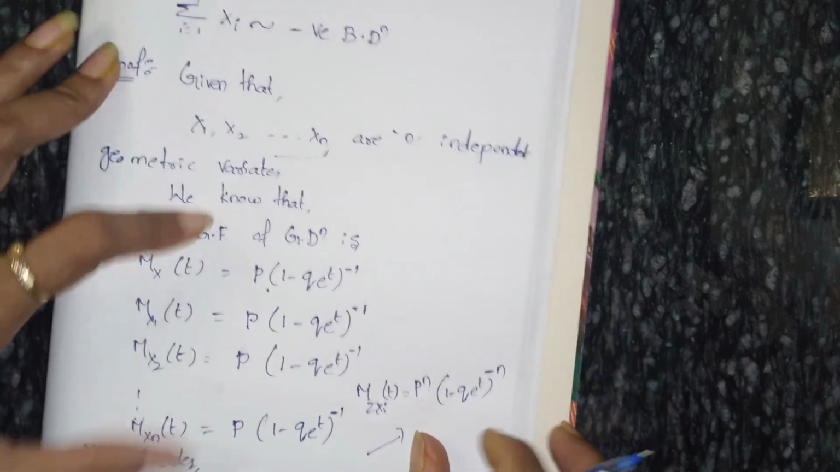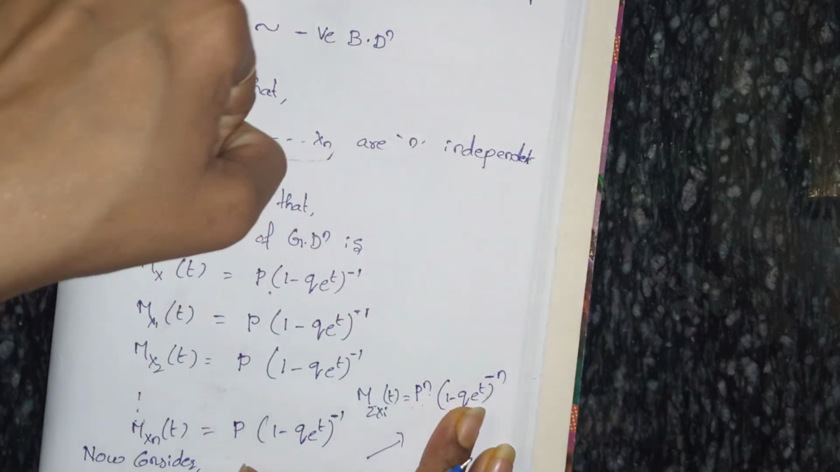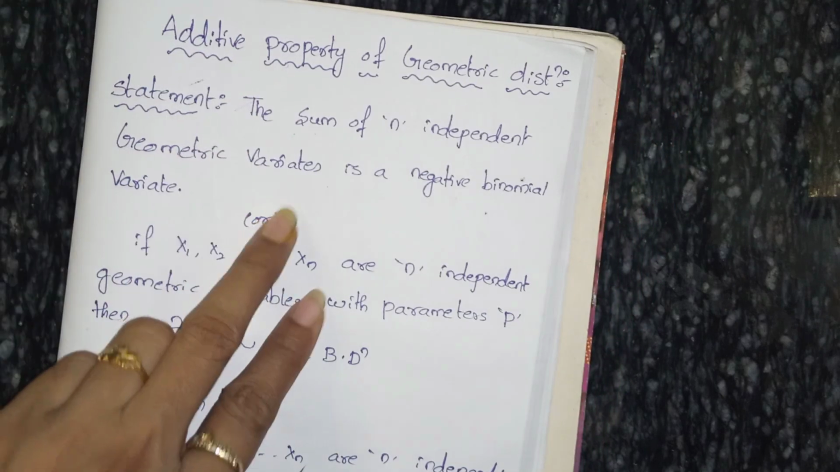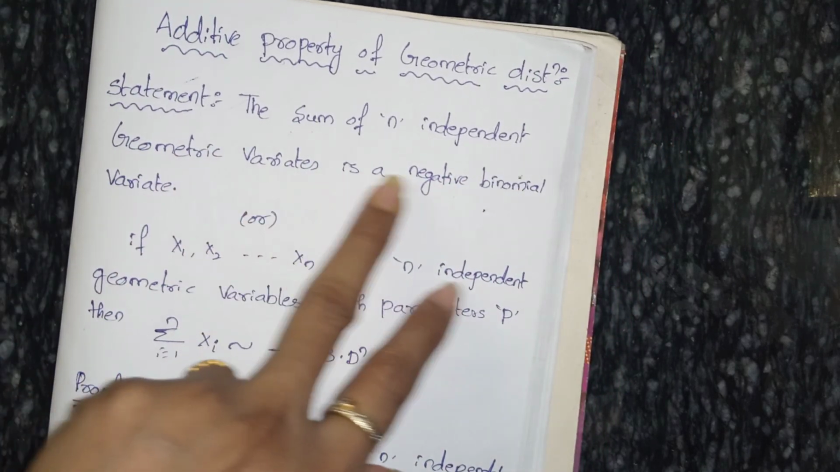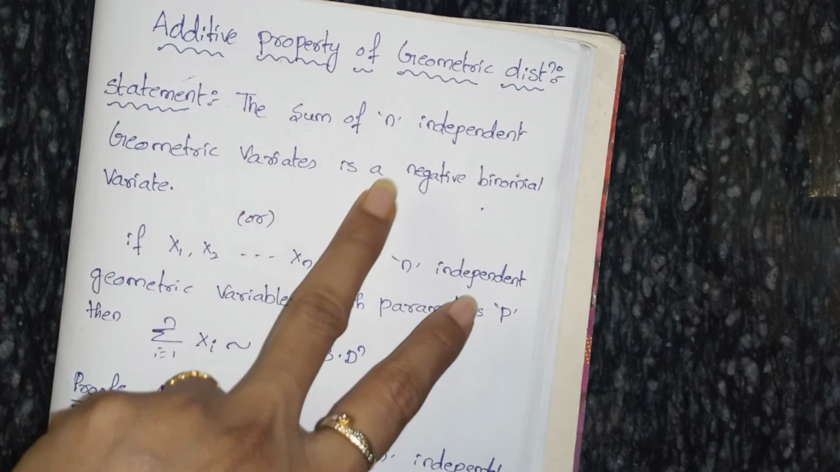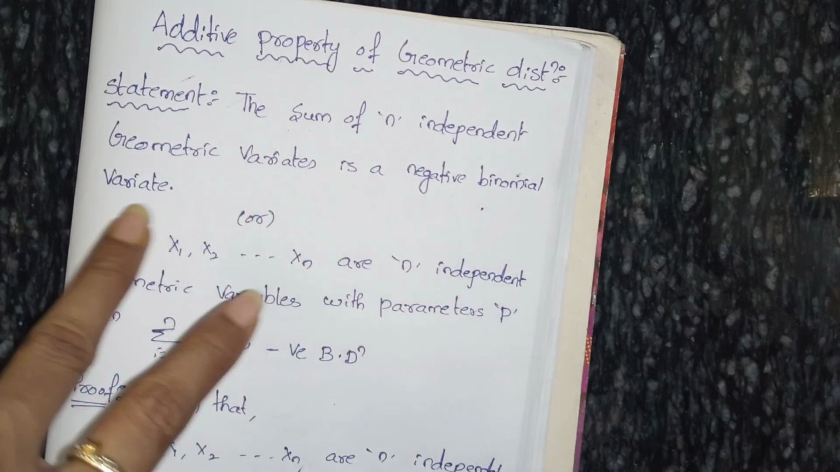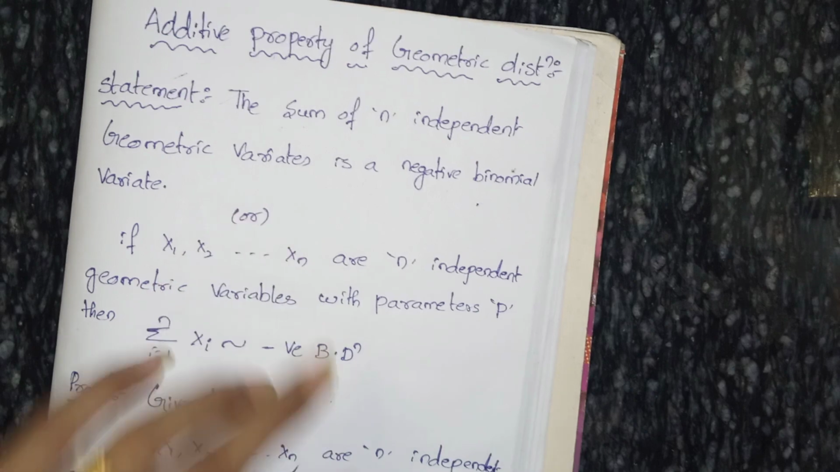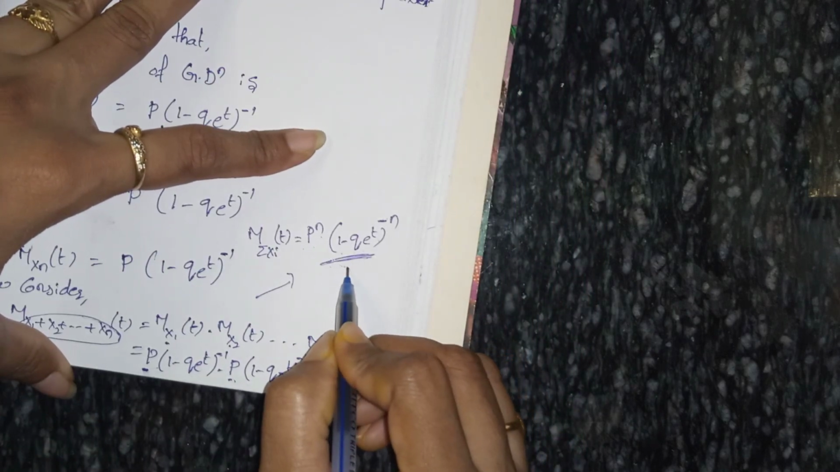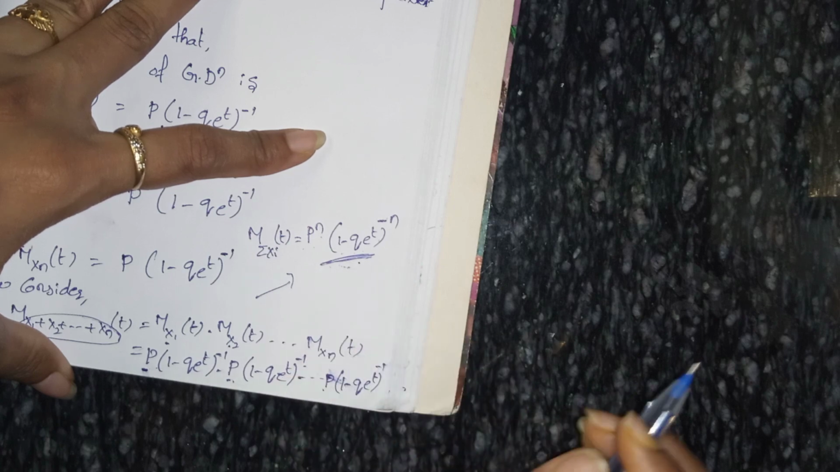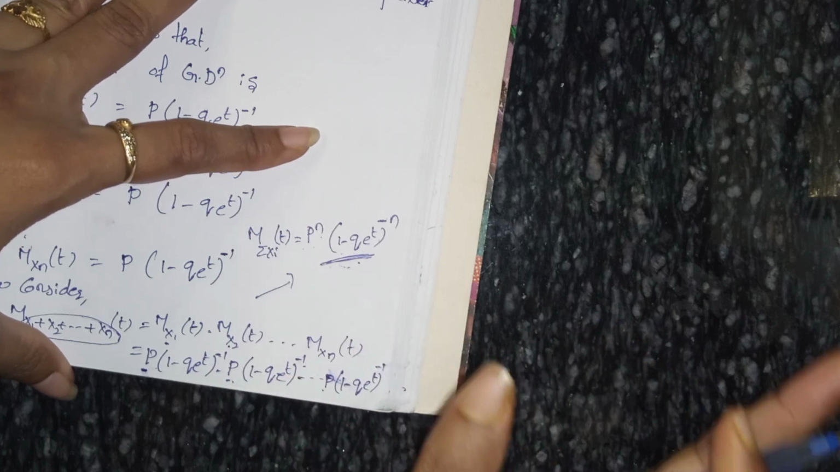That's why we have written the statement: the sum of n independent geometric variates is also a negative binomial variate. So we got the moment generating function of negative binomial distribution. Okay, so this is about the additive property of geometric distribution.